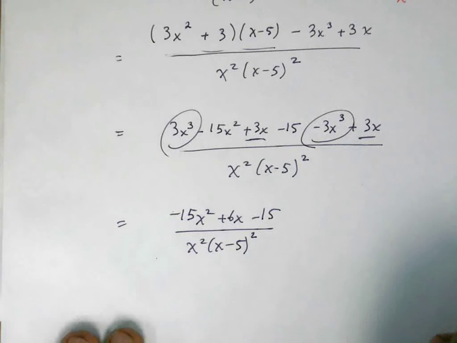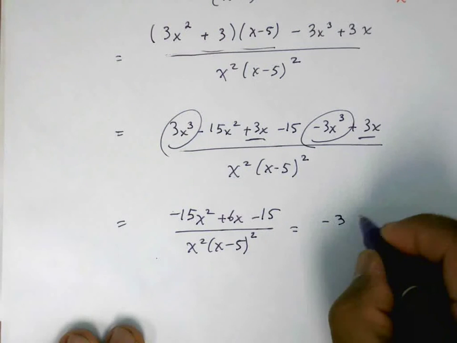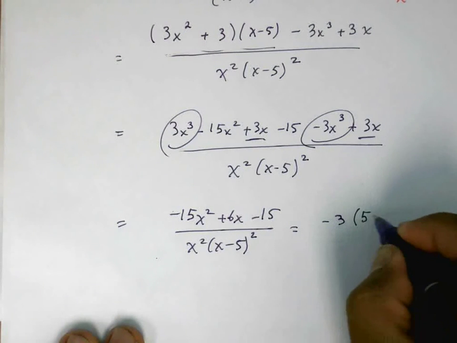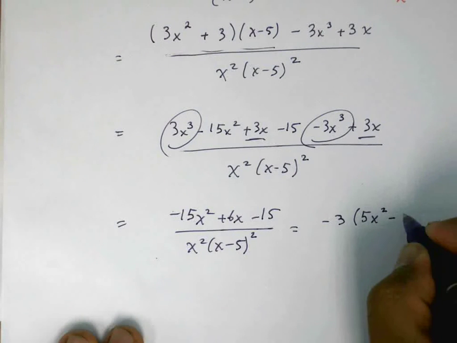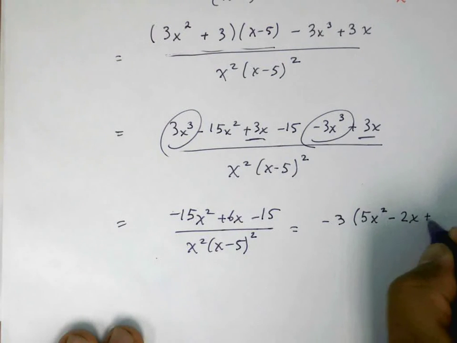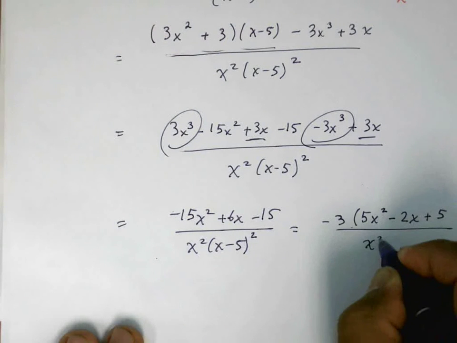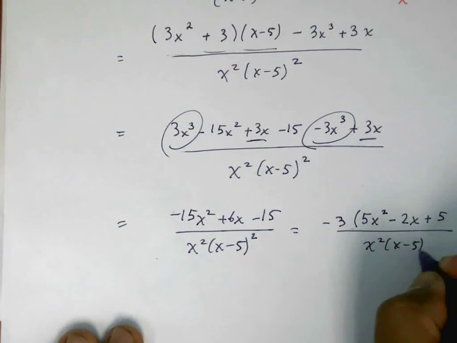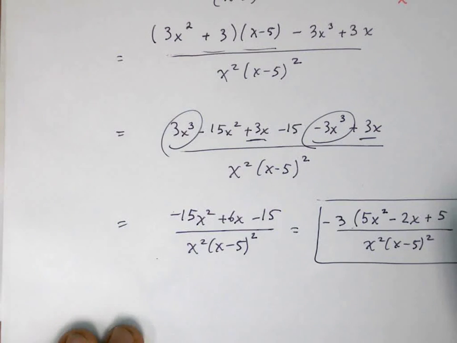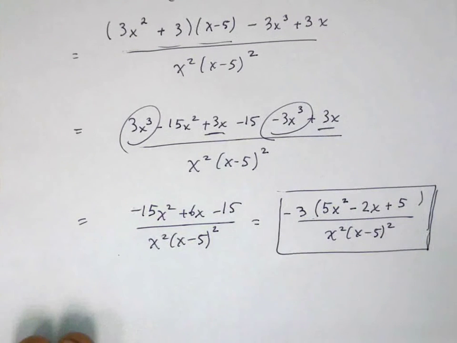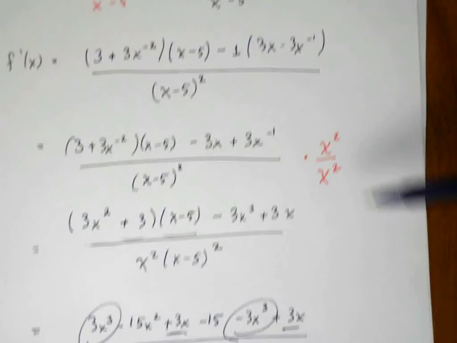And then we could also factor out a negative 3 in the top. So that's going to give me 5x squared minus 2x plus 5. Okay. All of this divided by the denominator. And this is the final form that we need to be able to write it in. And we need to be able to get it from this complicated expression, as you can see here.